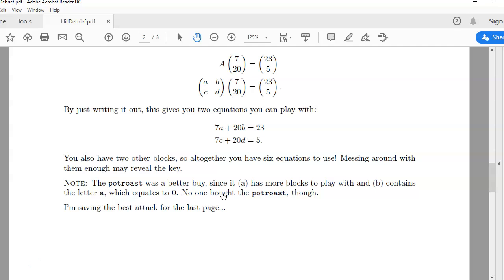So I'm going to stop right here, and I'm going to save the best attack for the last page because it takes a while to explain, okay? But look at this, see how to make use of the hummus, and understand why this is hard. Understand that before we go into the next page. See you in a bit.